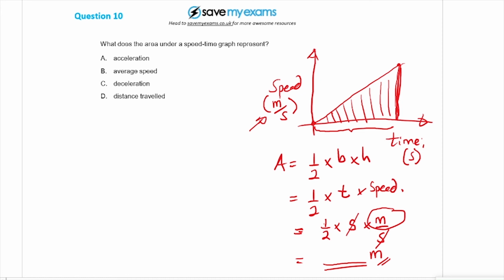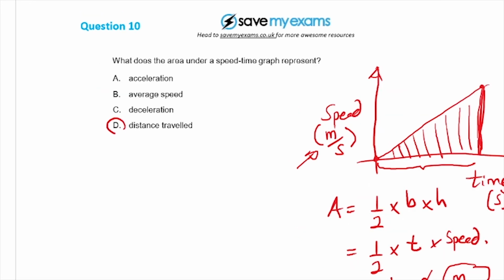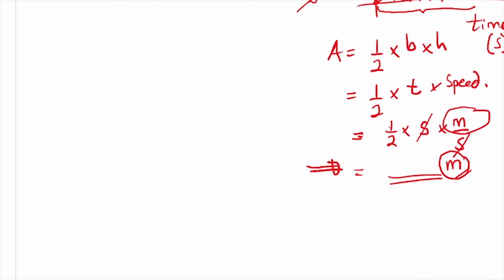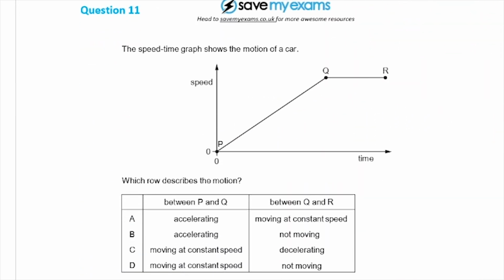So if the final answer we're getting is in meters and they're asking what the area under the speed time graph represents, it's going to represent something whose SI unit is meters, and that is distance. So meaning that here it is D. The answer is D. The area under a speed time graph is going to represent the distance traveled. That's how we get to know. So moving on to the next.